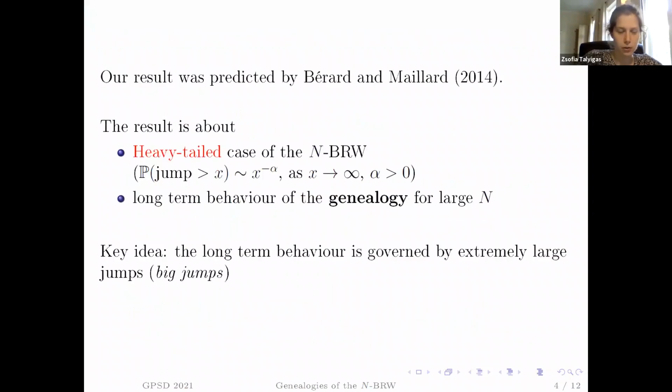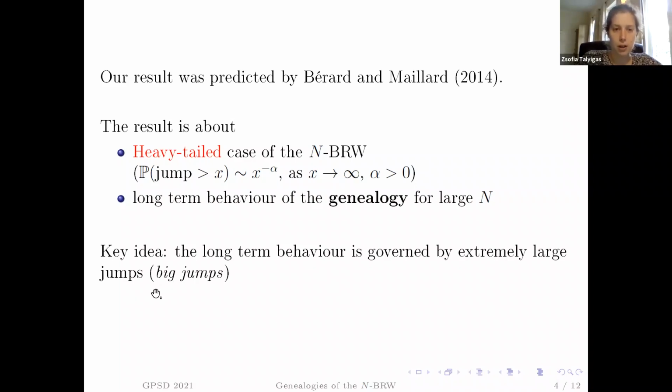And now I will turn to our result, which was predicted by Bérard and Maillard. And so our result is about the heavy-tailed case of the N-BRW, and it describes the long-term behavior of the genealogy of the population for large n, for large number of particles. And since the jump distribution is heavy-tailed, the key idea will be that the long-term behavior of the N-BRW is governed by extremely large jumps, which I will sometimes call big jumps.